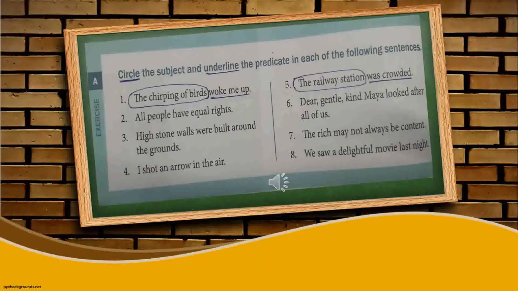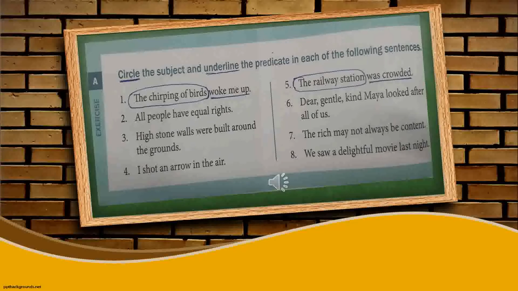So dear students, now let us move into the first exercise of our lesson. It will be a quick revision of what you have learnt so far. Here the question is: circle the subject and underline the predicate in each of the following sentences. So what you have to do here is make a circle around the subject of the sentence and make an underline for the predicate of the sentence.